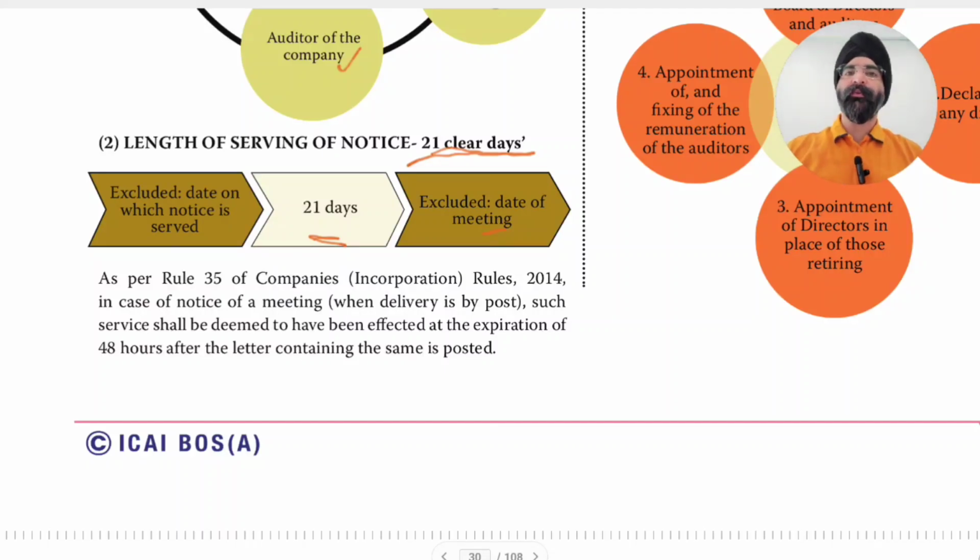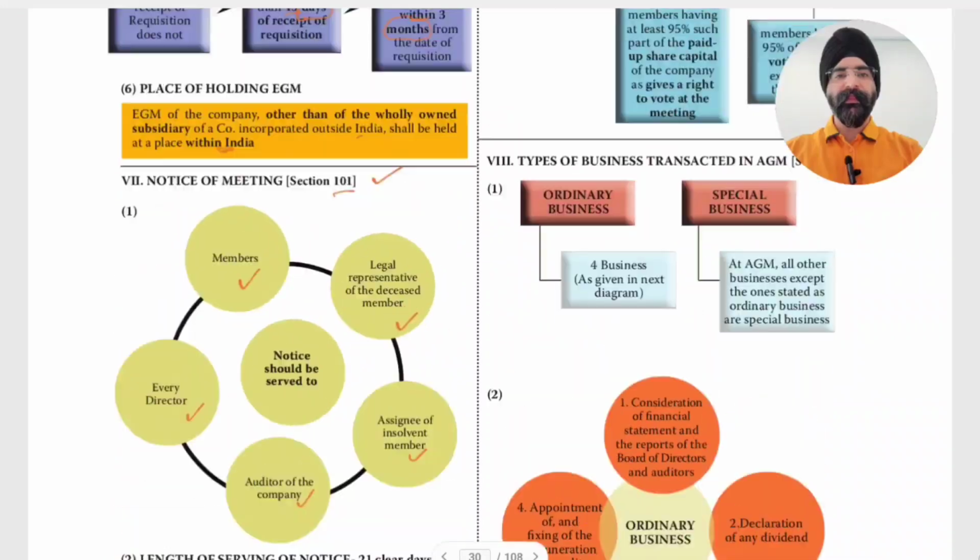Plus, if we are sending by post, then 2 days are also added, which is provided here. As per Rule 35 of the Companies (Incorporation) Rules 2014, in case of notice of meeting when delivery is by post, such service shall be deemed to have been effected at the expiration of 48 hours after the letter containing the same is posted. 48 hours roughly comes to 2 days, 24 hours plus 24 hours. So service will be deemed after 48 hours of posting. So ideally we should take a buffer of a complete 25 days for the purpose of notice of general meeting.